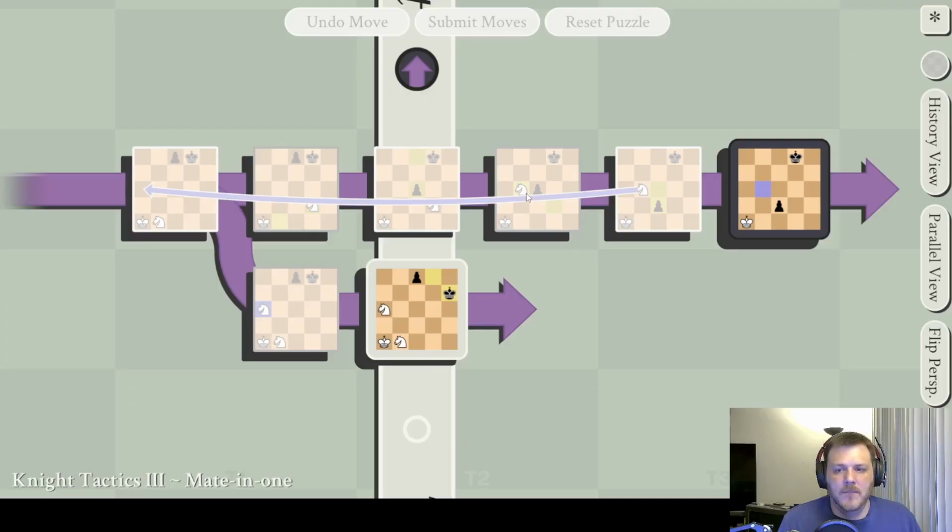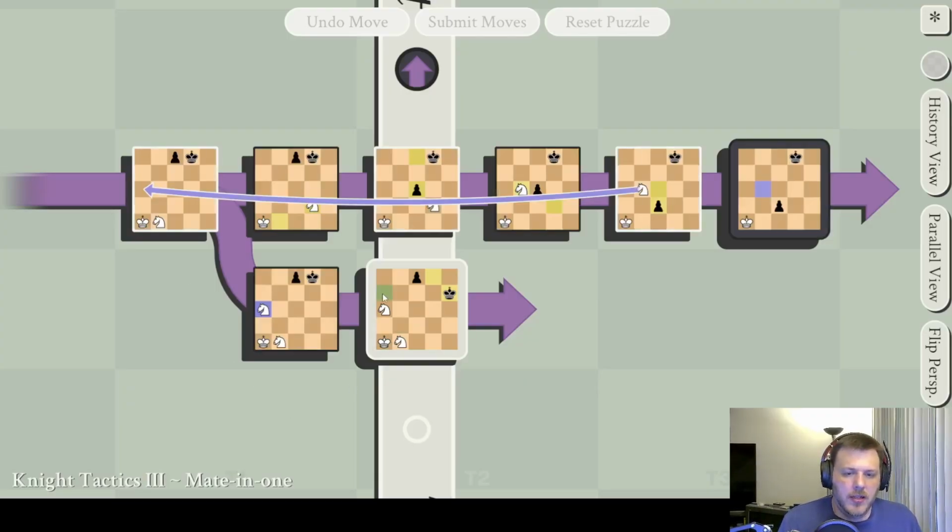Knight moved back 2, and then 1 in the physical dimension. So 2 back in time and then 1 space to the side to get right here. All right. So then the king moved out here. All right.